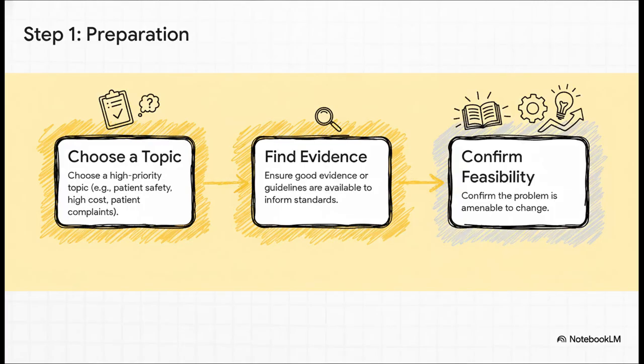First up, step 1, preparation. This is so important. The key is to pick a topic that actually matters. Don't just pick the low-hanging fruit. Think about it. What are the real issues? Patient safety concerns, common complaints you keep hearing? And here's a huge tip. Whatever you choose, make sure there are good, solid guidelines you can measure against. And you've got to be honest with yourself. Pick something you can actually change.